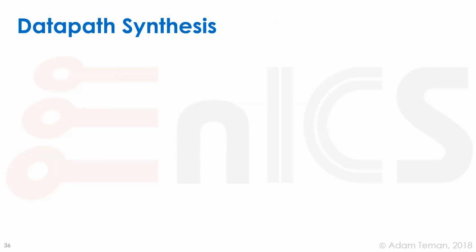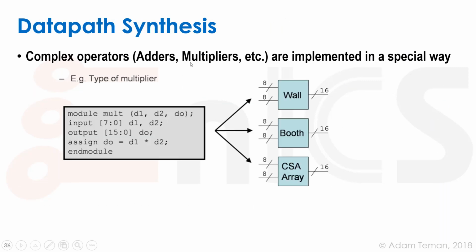Data paths are very interesting and important. So adders and multipliers and so forth, as we said, they're complex. They have a lot of meaning, and you probably learned in a previous course that there are different ways to do this. For example, a multiplier could be made with a Wallace tree multiplier. It could do Booth recoding. It could use a carry-save adder array. There are lots of ways to do this.